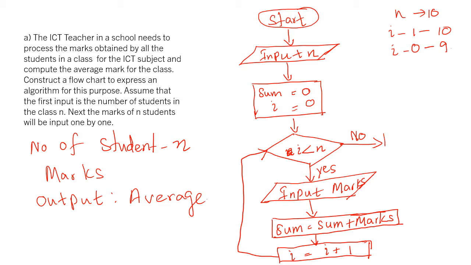Then what you do is calculate the average. How are you going to calculate the average? AVG is equivalent to sum divided by n. Why is that? Sum is the total marks and n is the number of students. When the total marks is divided by the number of students, you get the average. Then what you do? You display that.